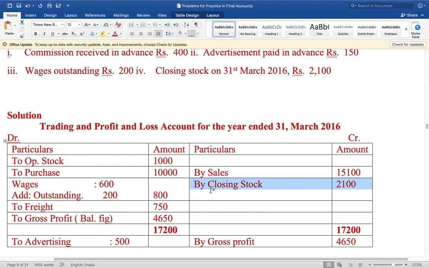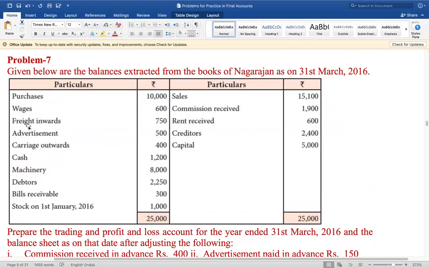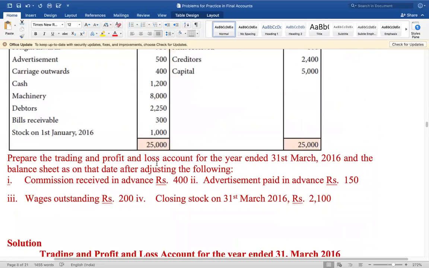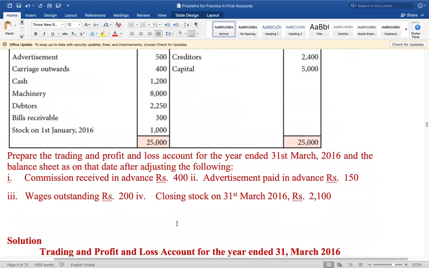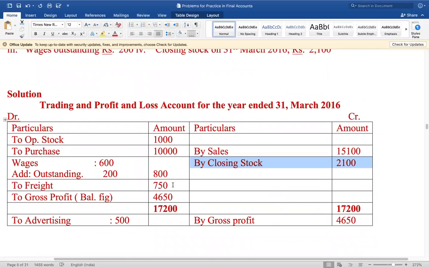Then you have freight also. Freight 750. Is there any adjustment for freight? There is no adjustment for freight. So freight 750. Okay, so the total of credit is 17,200. The debit is 12,050. So the difference is 4,650, which is gross profit. It's a balancing figure, gross profit. Okay, so here ends the trading account.